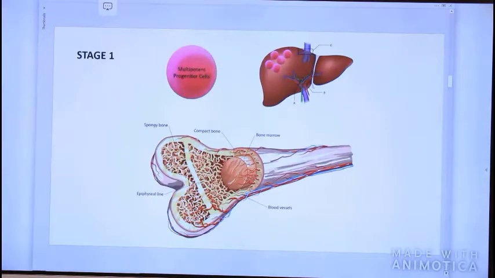Stage 1. It begins with the migration of multipotent progenitor cells from the liver into the bone marrow. The progenitor cells continue to differentiate into lymphoid precursors and lymphoid progenitors that are responsible for the B cell lineage.